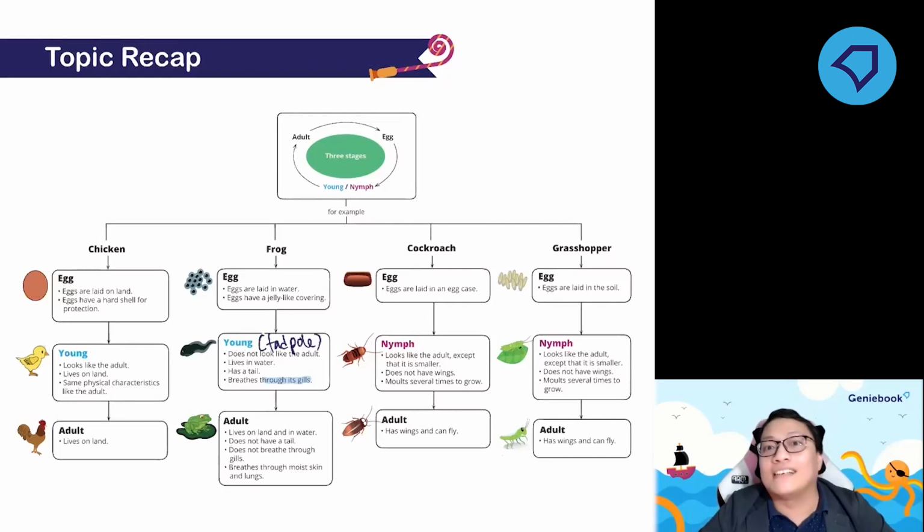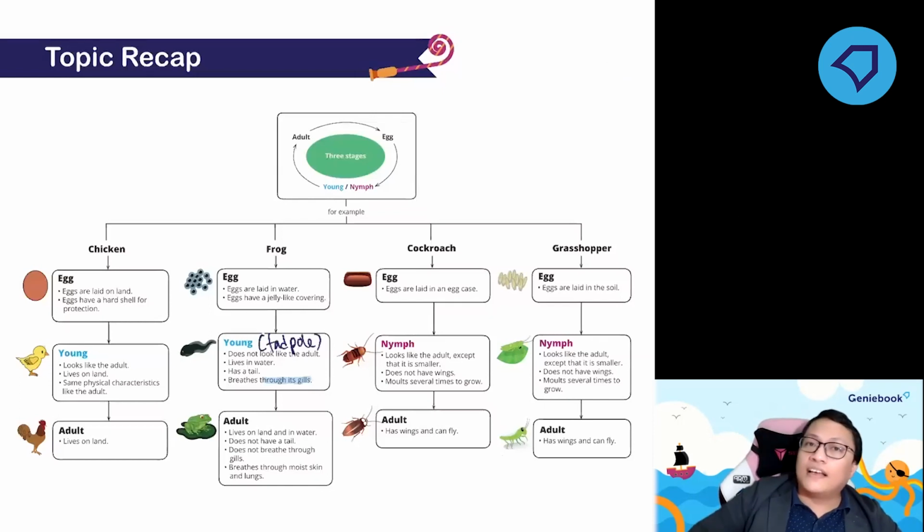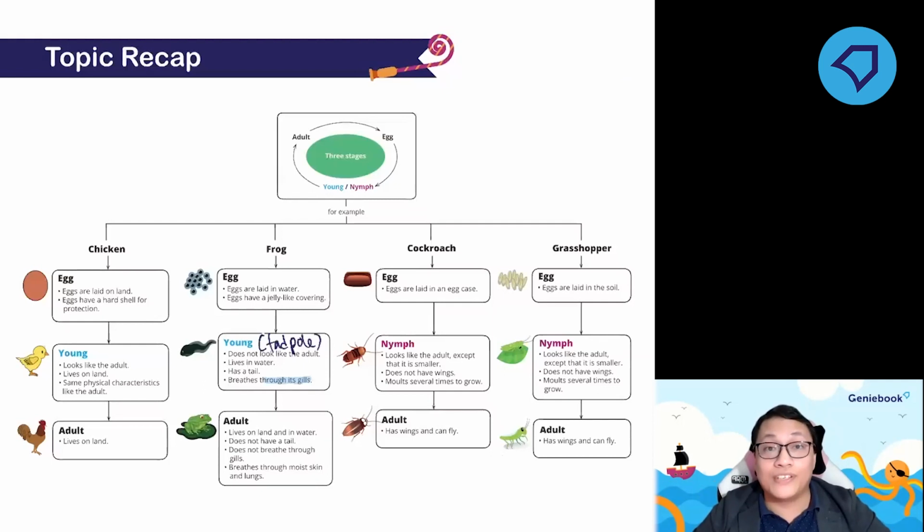Yeah, so please remember that nymph and larva are totally different. Nymph is for insects which have 3 stages of life cycle. Larvae are the young of insects which have 4 stages of life cycle. Why is it not called the young? You can mention the young, but there is a keyword that you need to mention. So nymph and larva are the proper keywords that you need to use in the answer.